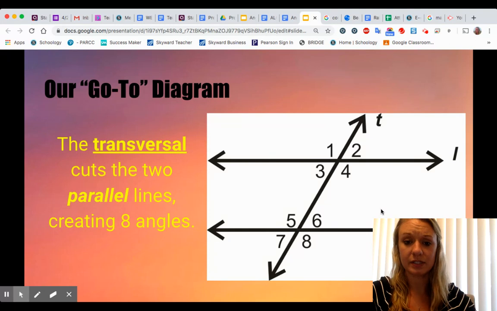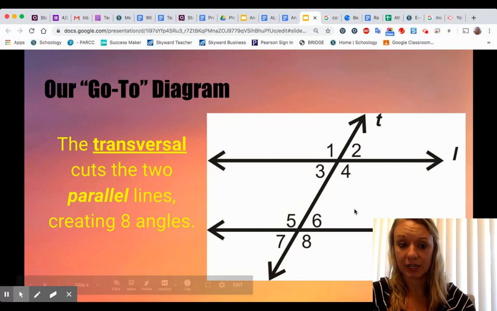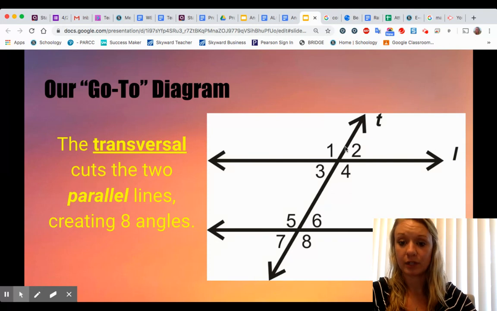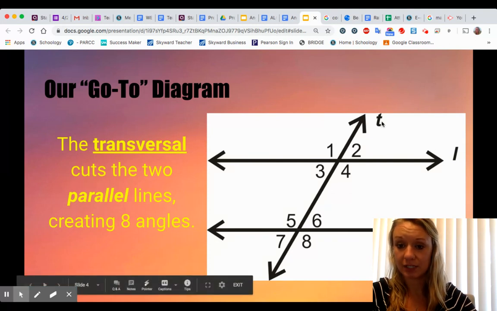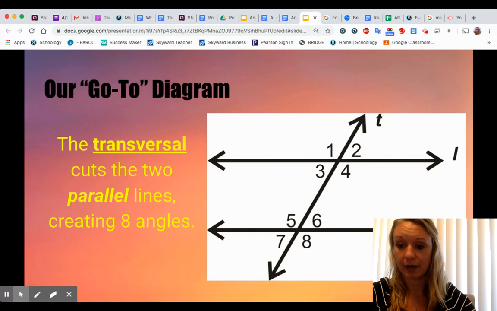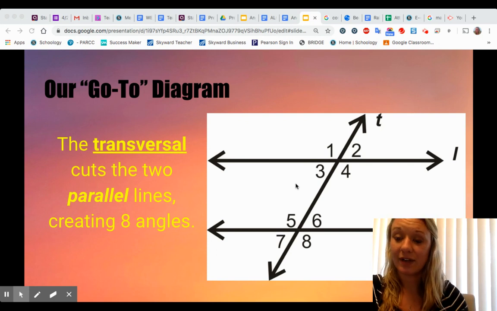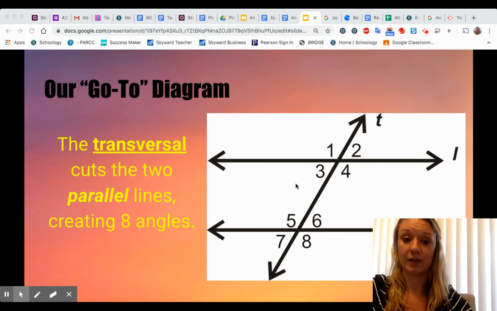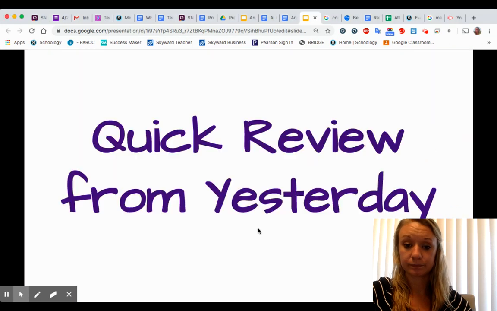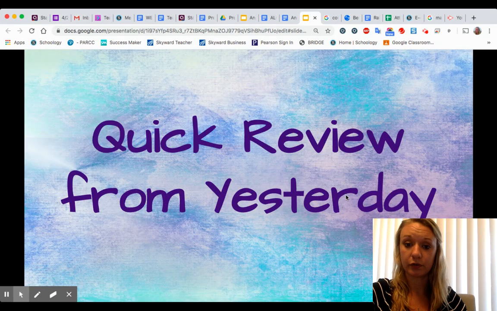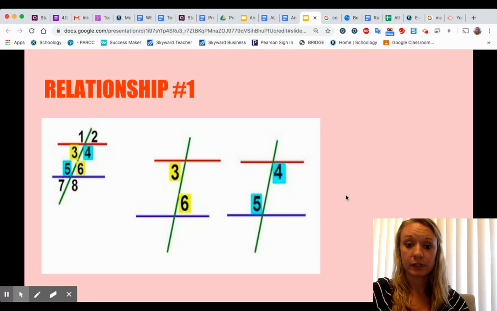So we know that this is our go-to diagram at this point. This is the transversal that cuts the two parallel lines. We know that the transversal is represented by the letter T, and then L and M, those are our parallel lines. So the 8 relationships that take place, we know that we can identify those missing angle measures with our knowledge of angle relationships. So let's do a quick review from yesterday. So this was relationship number 1.